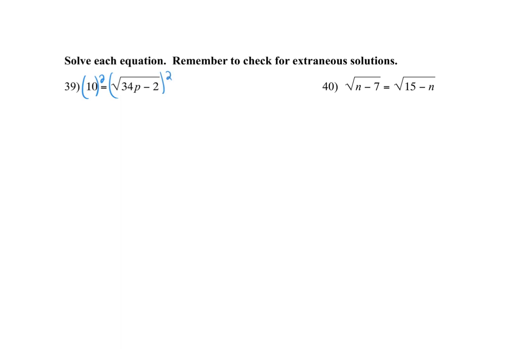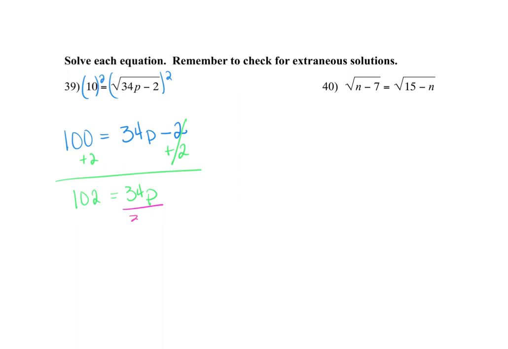On the left-hand side, 10 squared is 100. On the right-hand side, when I square a square root, I have what is inside. So I have 34p minus 2. And then I have a pretty basic equation. I need to solve it by adding my 2 over. 102 equals 34p. And then I'm just going to divide by 34. So divide both sides by 34.